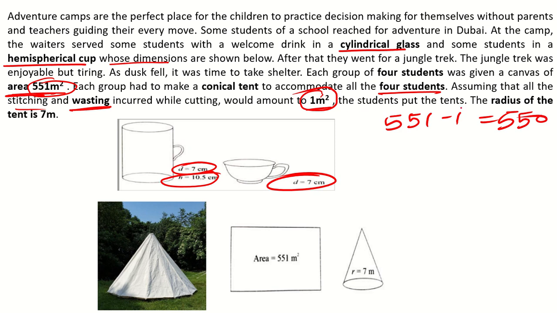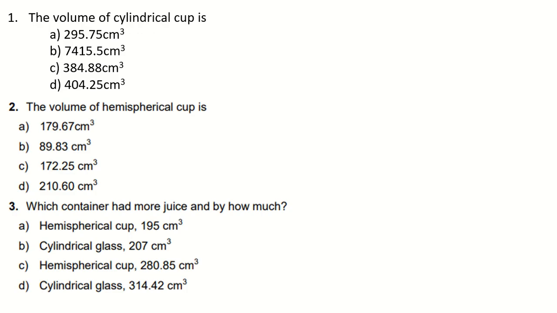Now the students put up the tent. The radius of the tent is 7 meters. It is written here also, 7 meters. So what we have to do, just try to remember these things. Okay, and then we'll see the question. The question is: the volume of the cylindrical cup.